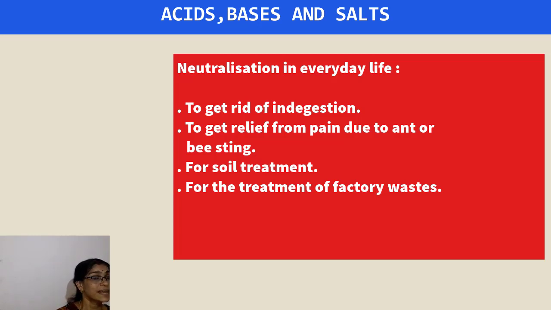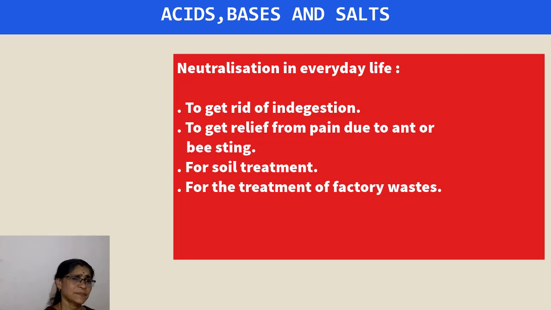Milk of magnesia is a base. What is the chemical name? Magnesium hydroxide. This magnesium hydroxide, that is the base, neutralizes the acidic characteristic. So, we will be relieved from the pain of indigestion. This is one of the uses. Another use.